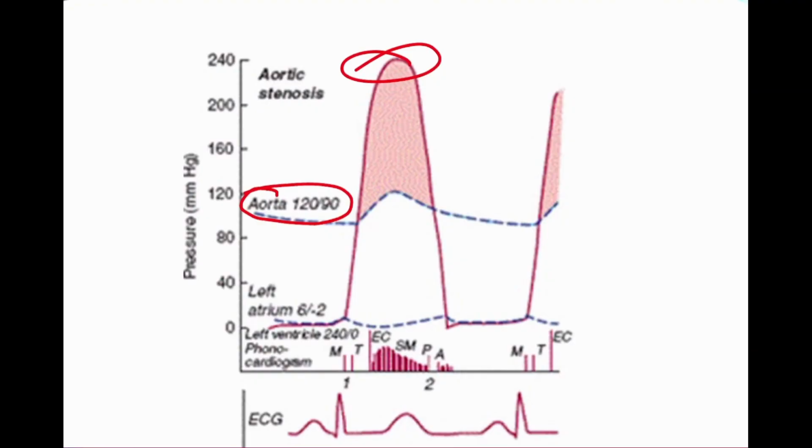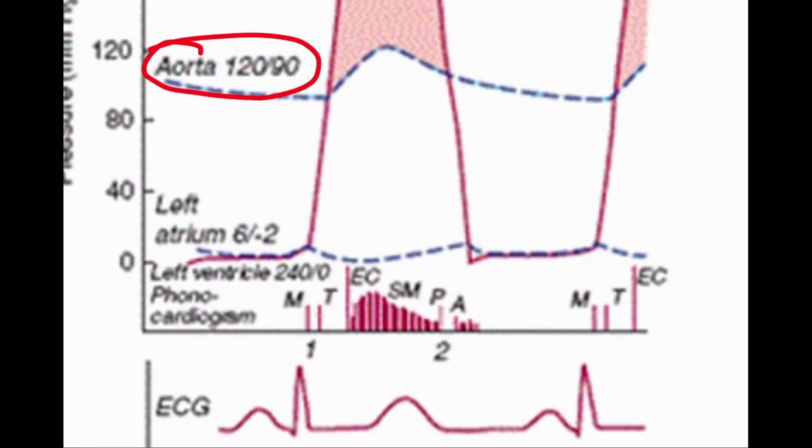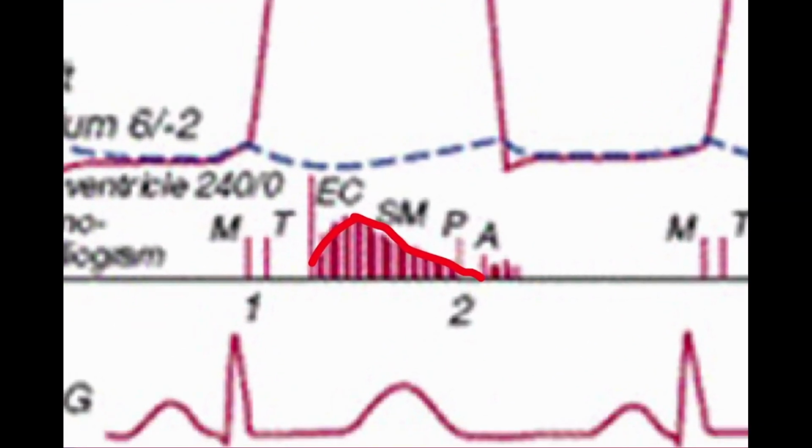Now let's look at the phonogram, the sound. We have an ascending crescendo, decrescendo, systolic murmur. Okay? Crescendo, decrescendo, systolic murmur. The sound will get louder and then it gets softer during systole. That is aortic stenosis.